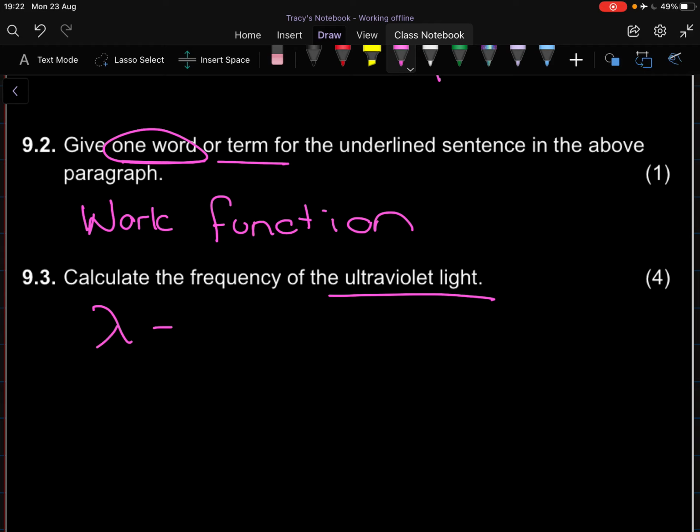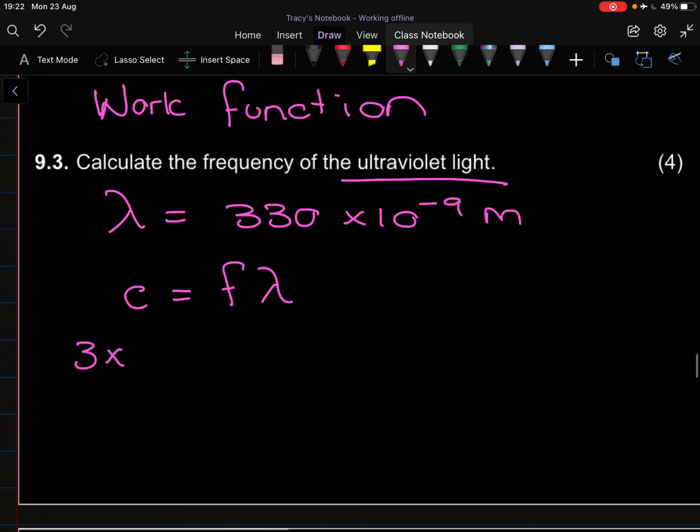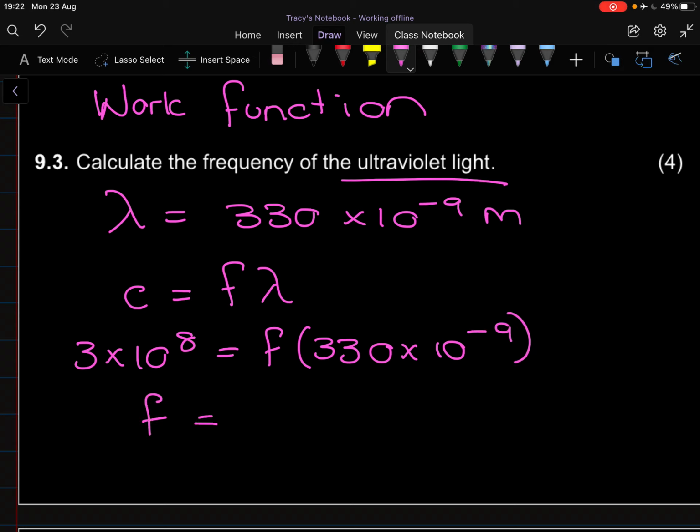Then they want the frequency of the ultraviolet light. Now they've told you that the wavelength was 330 times 10 to the minus 9 meters. We want frequency. We remember that c is f lambda, c being 3 times 10 to the 8. We want the frequency. This is 330 times 10 to the minus 9. So my frequency, I divide both sides by 330 times 10 to the minus 9, and we get 9,09 times 10 to the 14 hertz. Okay.